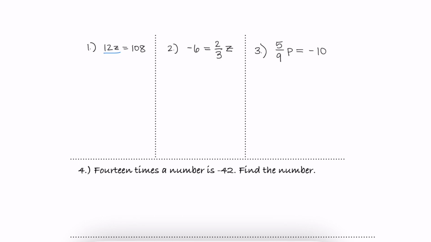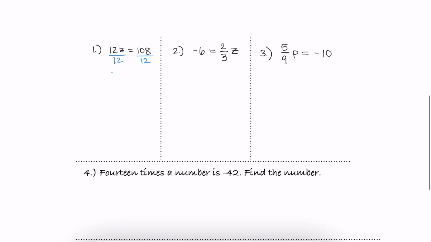So if we do that here, 12z divided by 12 is just going to give you z, and 108 divided by 12 is 9. And that's your solution. z equals 9.